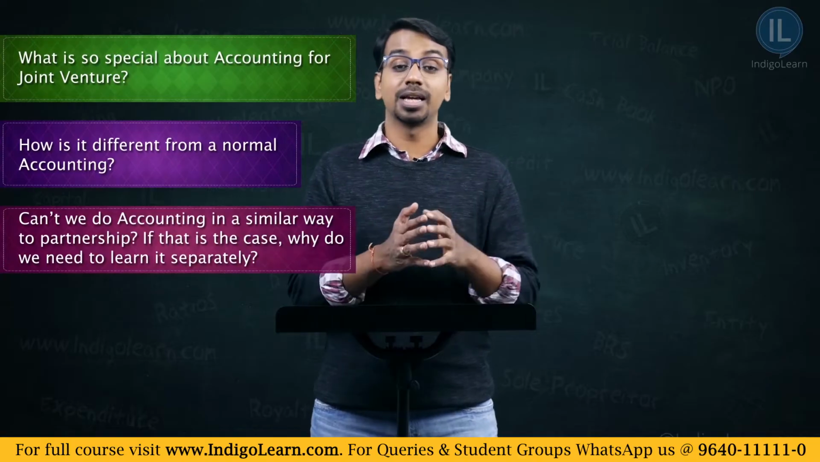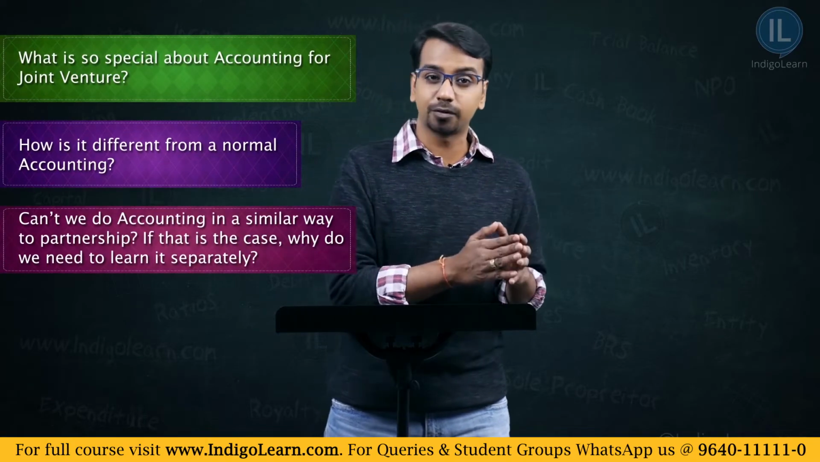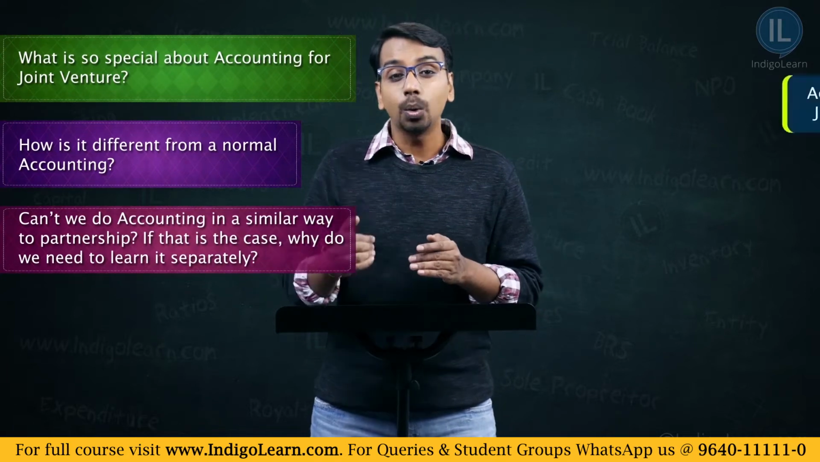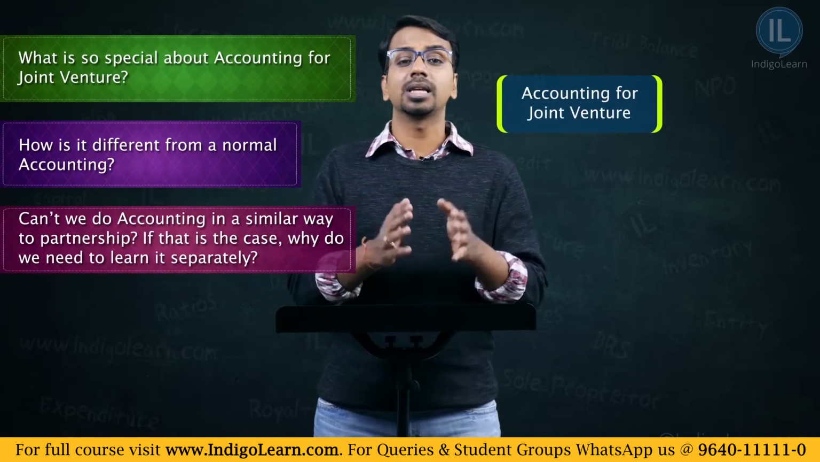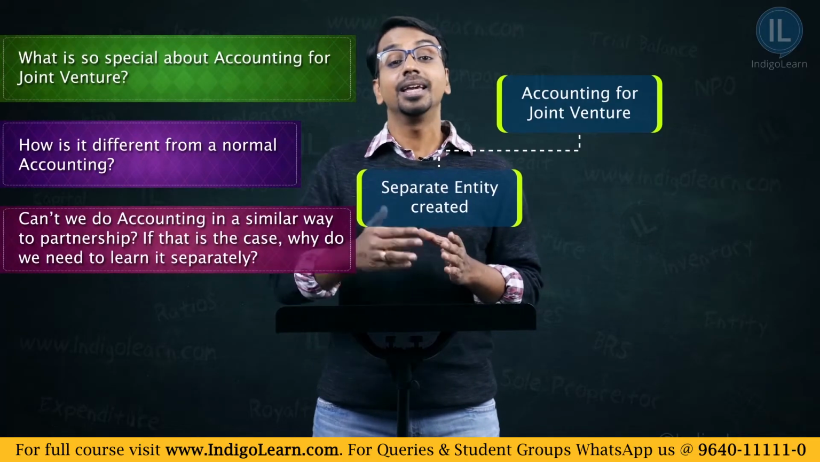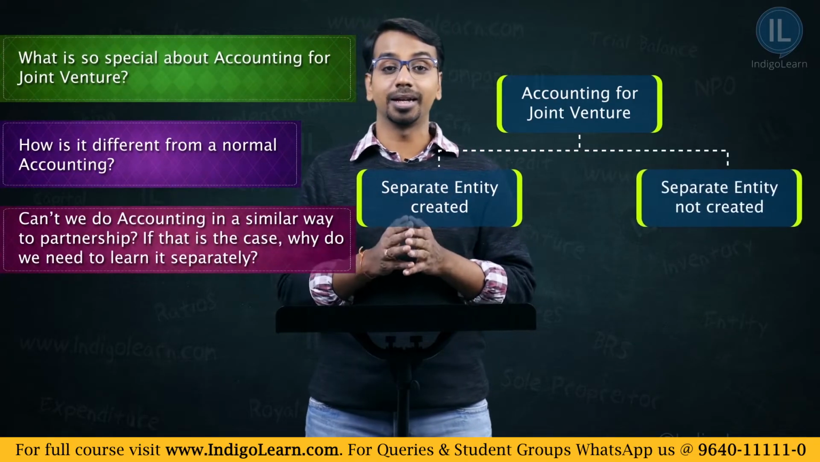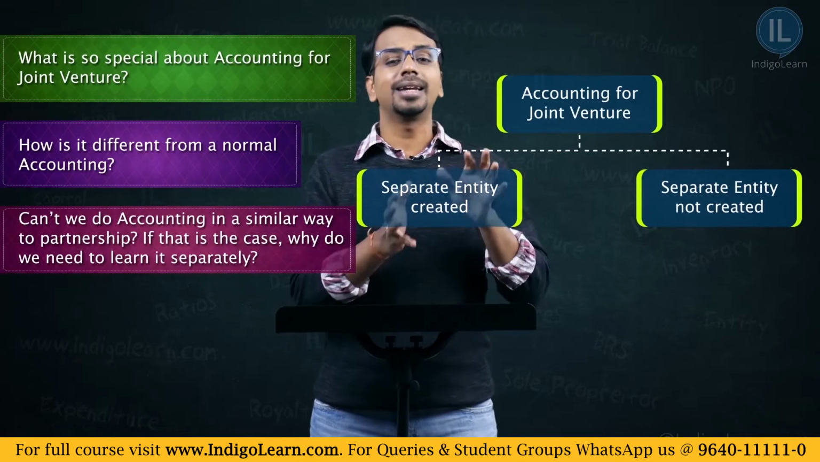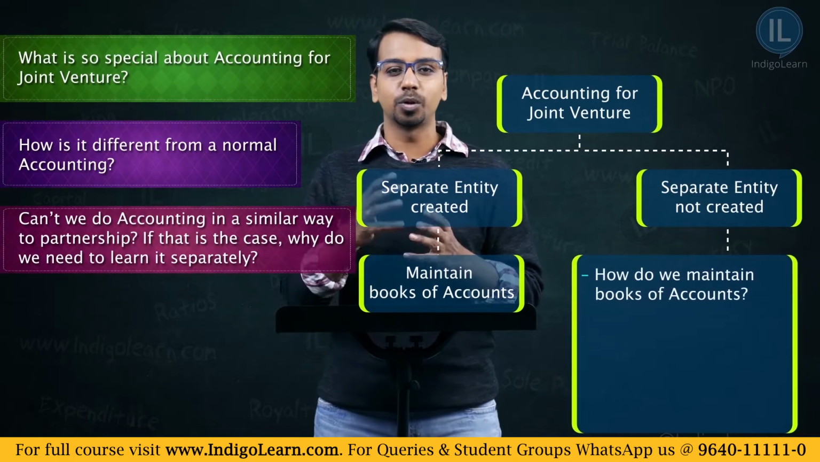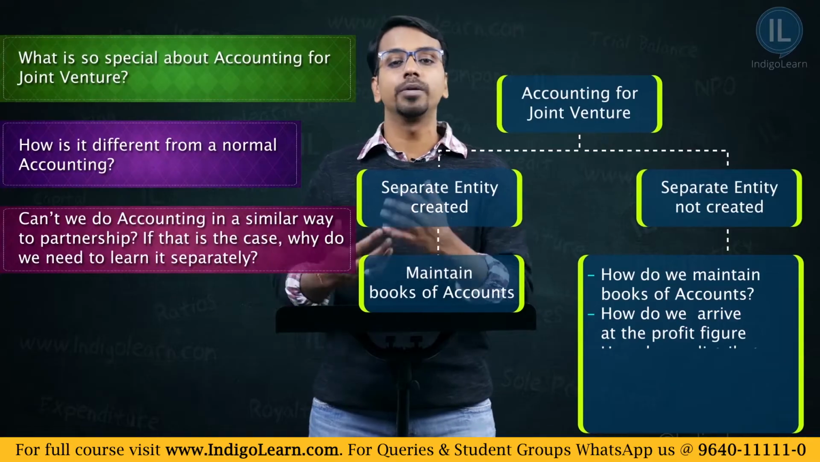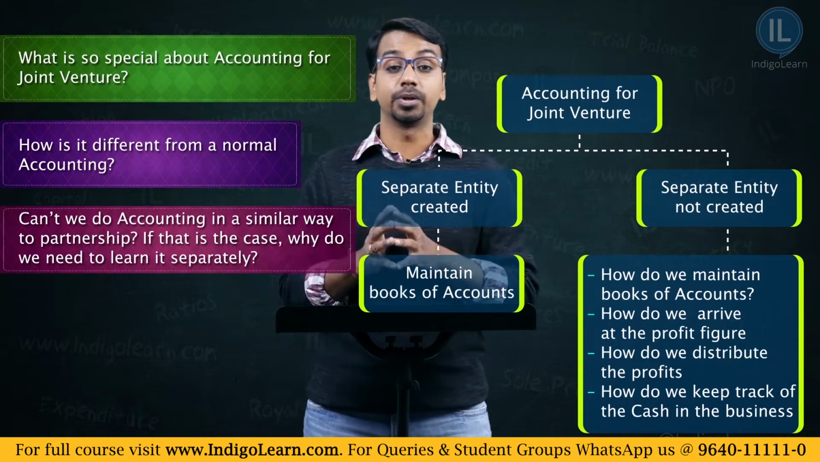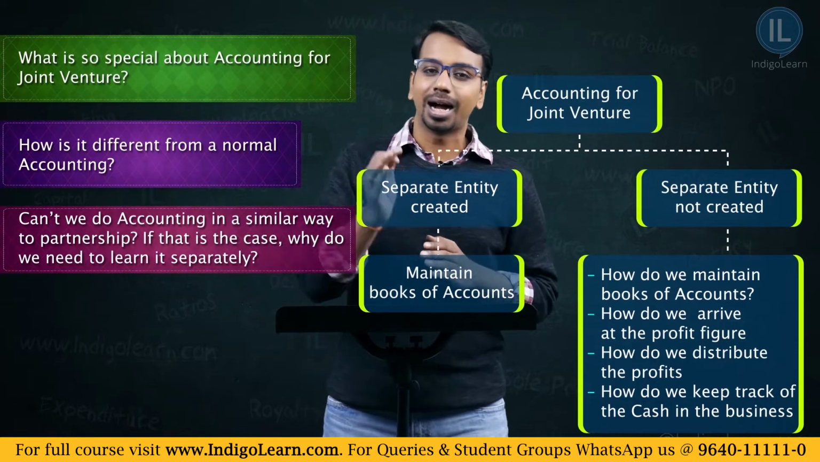Friends, a joint venture, as we said, is only for a specific purpose, for a specific period of time, and once the purpose is achieved, the joint venture closes down. And the accounting for joint venture is also special because, as we mentioned earlier, in some cases the joint ventures will have a separate entity created. In some other cases it may not. When a separate entity is created, generally that entity will maintain the books of accounts. But if no separate entity is created, how do we maintain books of accounts? How do we arrive at the profit figures? How do we distribute the profits? How do we keep track of the cash that has come in, the assets and whatever has been purchased? That is what we will understand now.